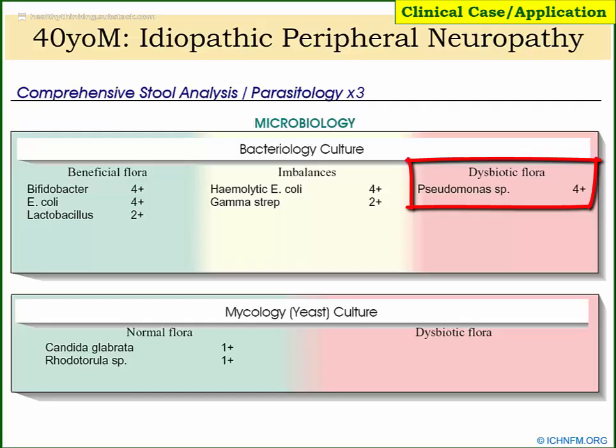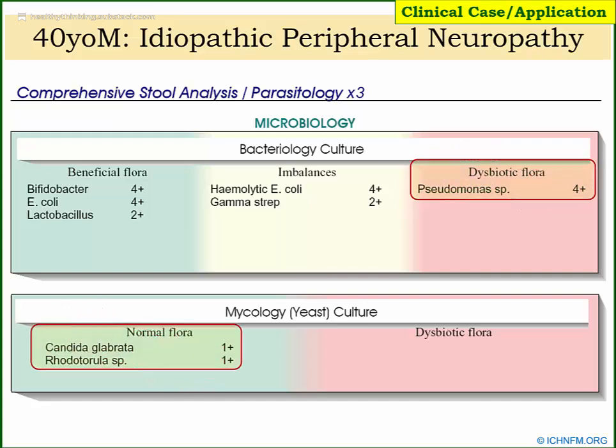glabrata and Rhodotorula. I consider those just indicative of a generalized mucosal or systemic immune suppression. Those are not normal yeast. We typically don't see those. And so when we do see them, it's indicative of some type of immune impairment. But again, my biggest concern here is with the Pseudomonas, especially in this patient's case of this so-called idiopathic, what appears to be an immune-mediated peripheral neuropathy.